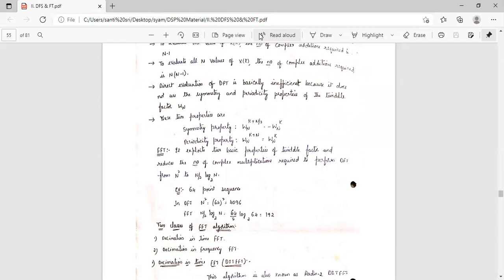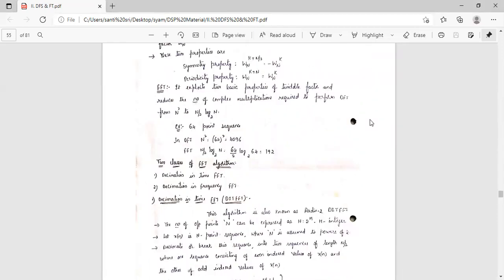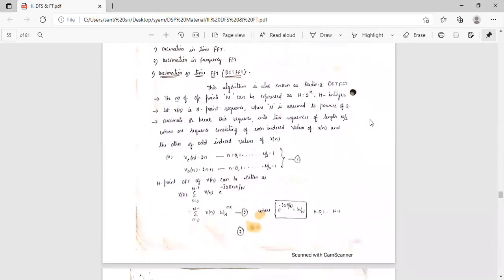In FFT, there are two classes of algorithms: decimation in time and decimation in frequency. First of all, we will take the decimation in time FFT, the DIT FFT. This is also known as the radix-2 DIT FFT.